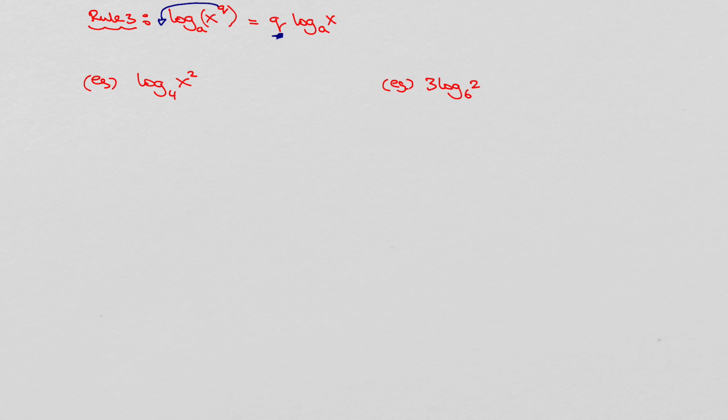So say, for instance, if I have log x squared to the base 4, then that can be written as, bring down the power in front of the log, 2 log x to the base 4. Or I can go in reverse where I have a 3 in front of the log and I can raise that to the power. So that could be written as log 2 to the power of 3 to the base 6. And obviously 2 cubed is 8. So 3 log 2 to the base 6 can also be written as log 8 to the base 6.